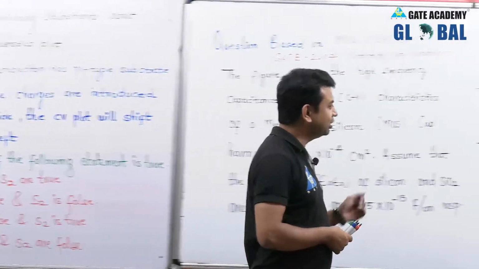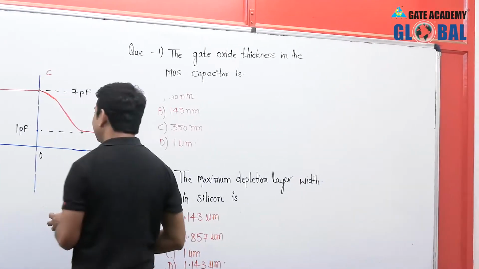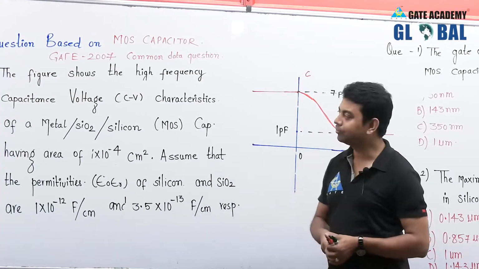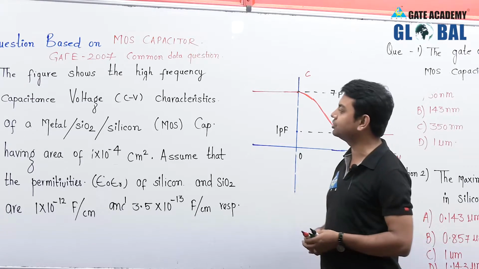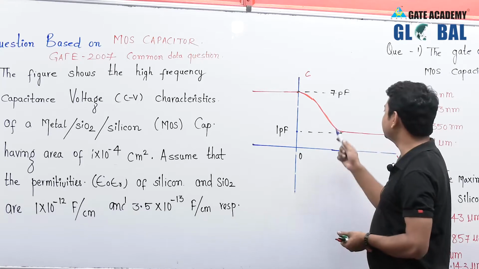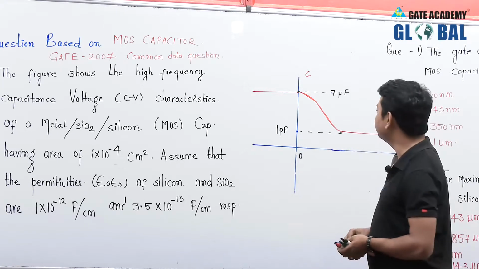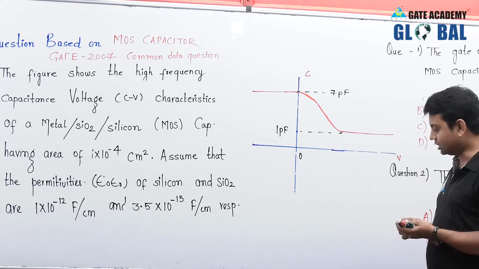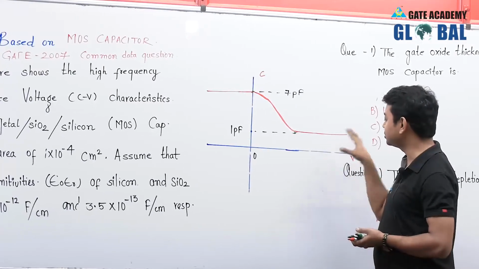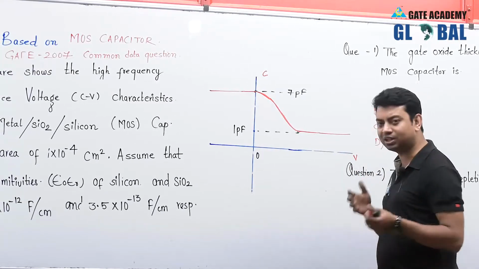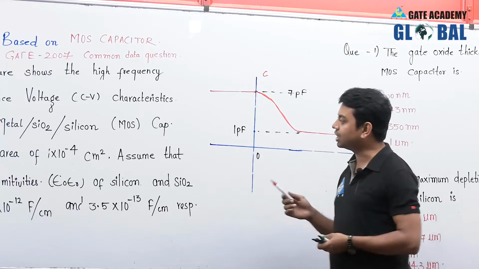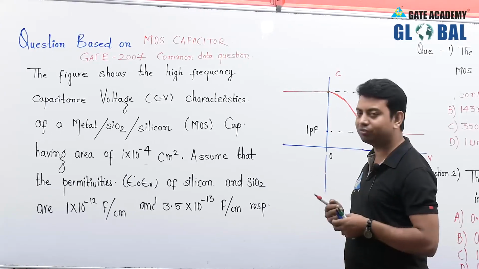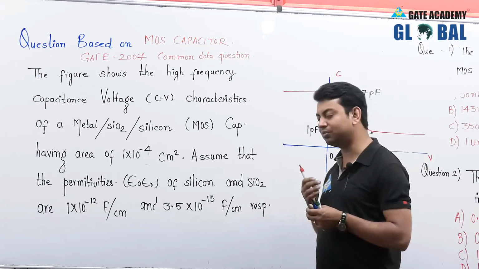I will take them one by one, but before solving any question, I will take the data from the question asked in the previous year, GATE 2007. The figure shows the high frequency capacitance voltage CV characteristic. That means this characteristic, consisting of C and V, belongs to a high frequency signal. Now we have to take the data given for this high frequency characteristic between C and V.